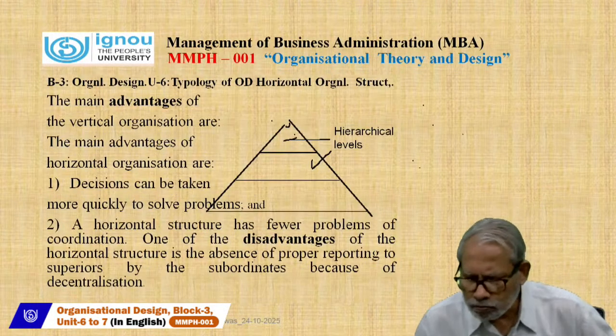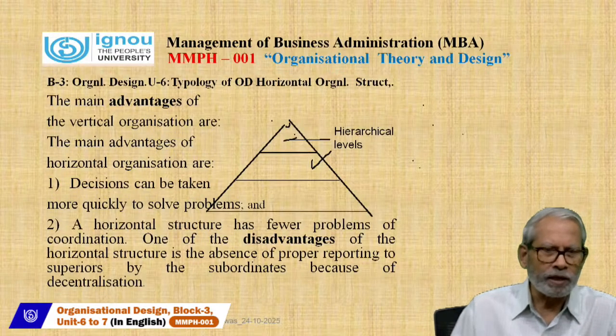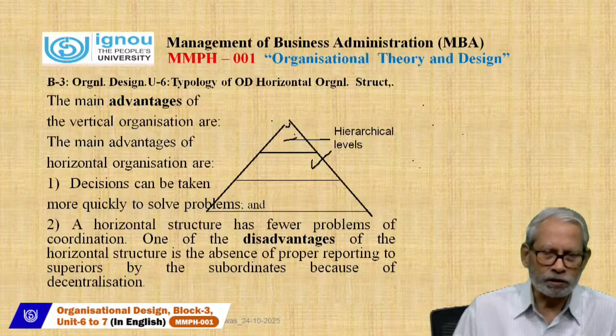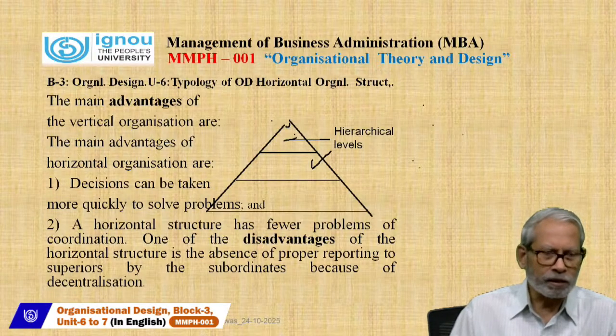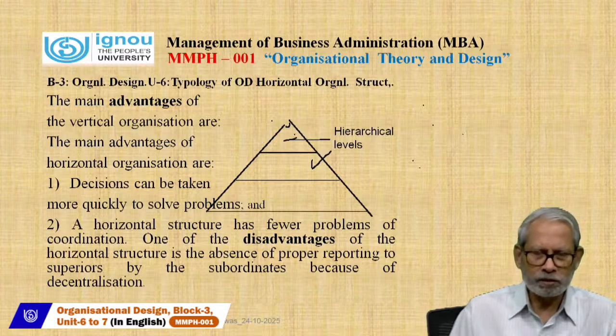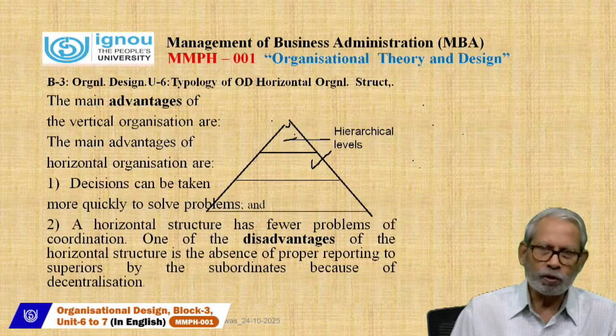Now see the main advantage. The main advantage of horizontal organizations is that decisions can be taken more quickly and problems solved. A horizontal structure has fewer problems of coordination.